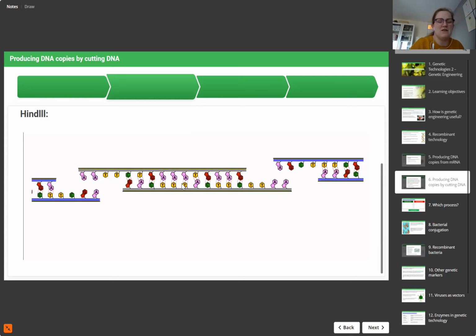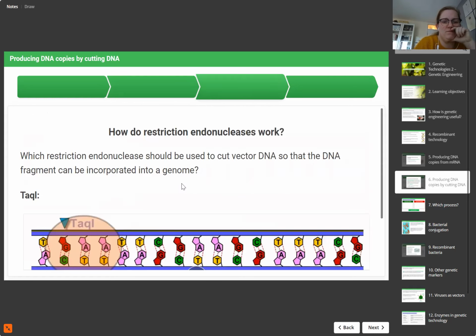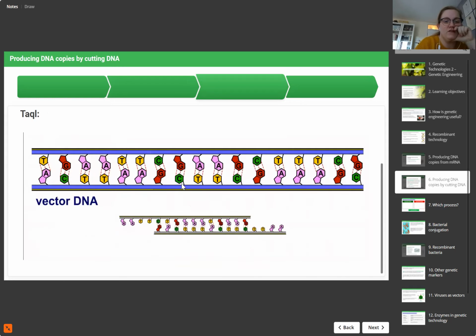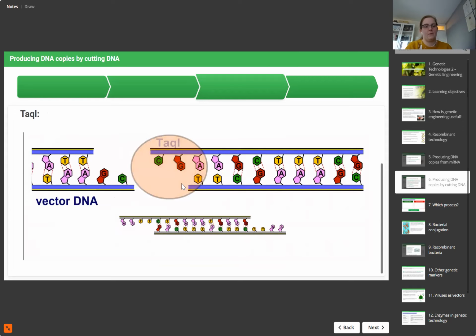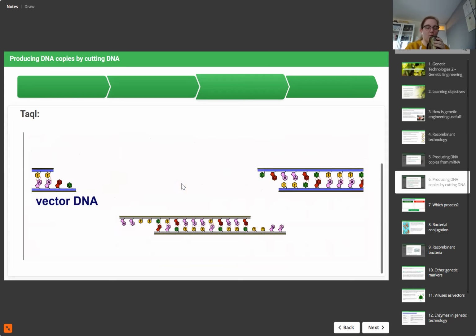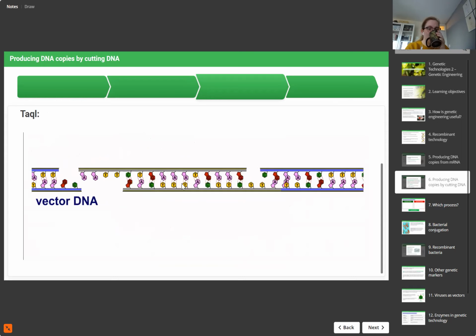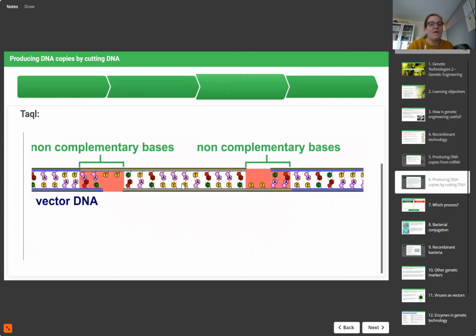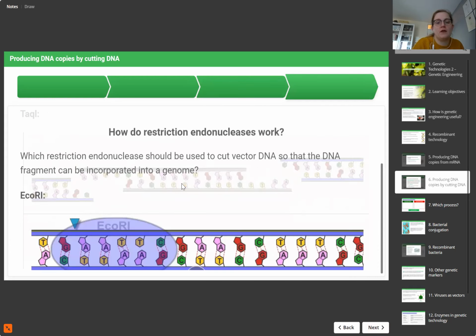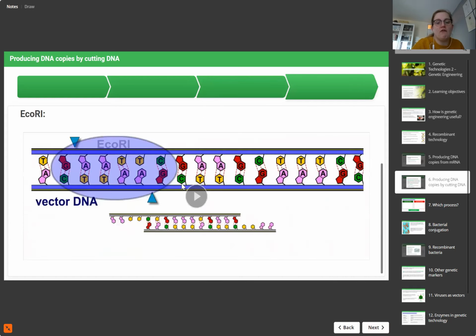What I'm really hoping is it's going to carry on playing and give us one where it would be complementary. So here we go, we look at another one. So we're going to use TaqI. It's going to cut where it needs to cut. And we're going to have a look now if they're going to be complementary to the vector DNA. They're non-complementary base pairs, so we wouldn't use those ones. And then finally, EcoRI.